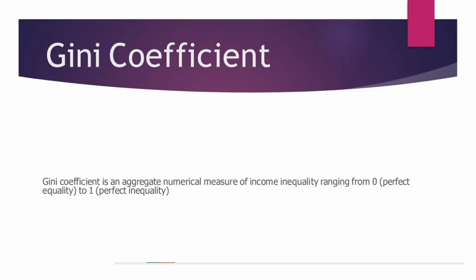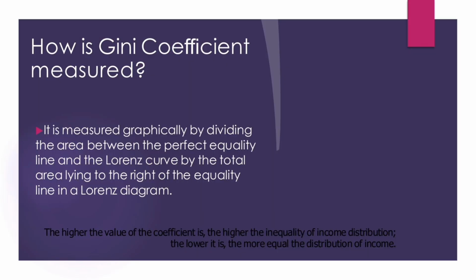The Gini coefficient. The Gini coefficient is a numerical measure of inequality, ranging from 0 to 1. 0 means perfect equality, everyone earns the same. 1 means perfect inequality, one person holds all the wealth, and others have nothing. How is the Gini coefficient calculated? It is measured by comparing the area between the Lorenz curve and the equality line to the total area under the equality line. The larger this area, the higher the inequality.